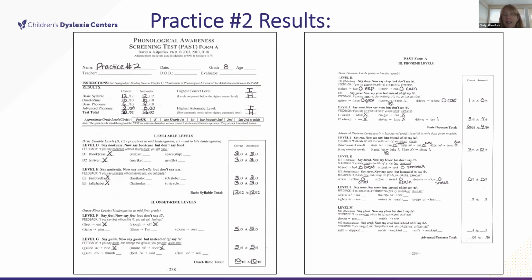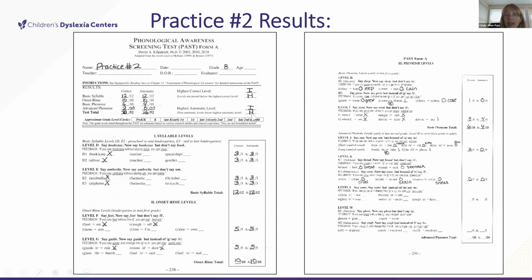The highest correct level was level I, but she only had 1 out of 5 correct at level H. So that was what I wrote down for the level not passed below the highest correct level. And level H has to do with splitting blends, deleting that first sound in a blend. So she could do the final sound in a word in level I, but she couldn't take that blend and pull out the first sound in that.